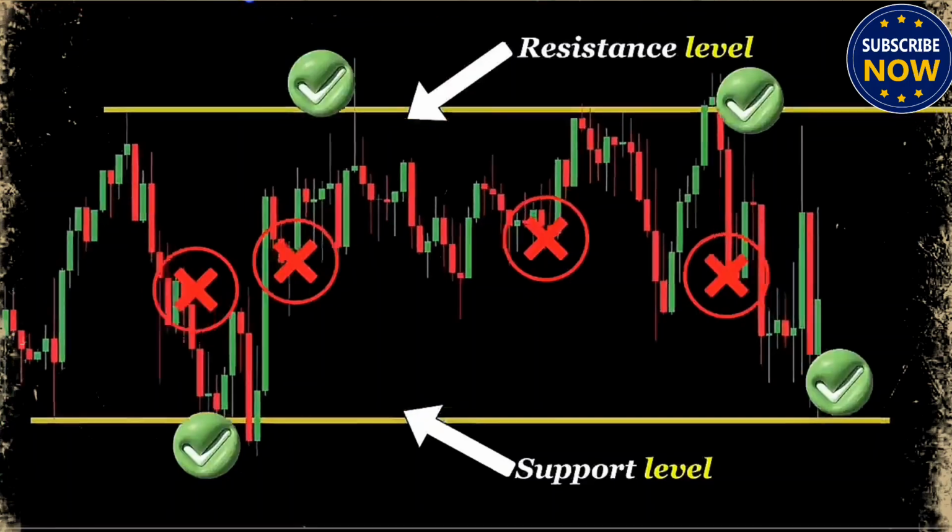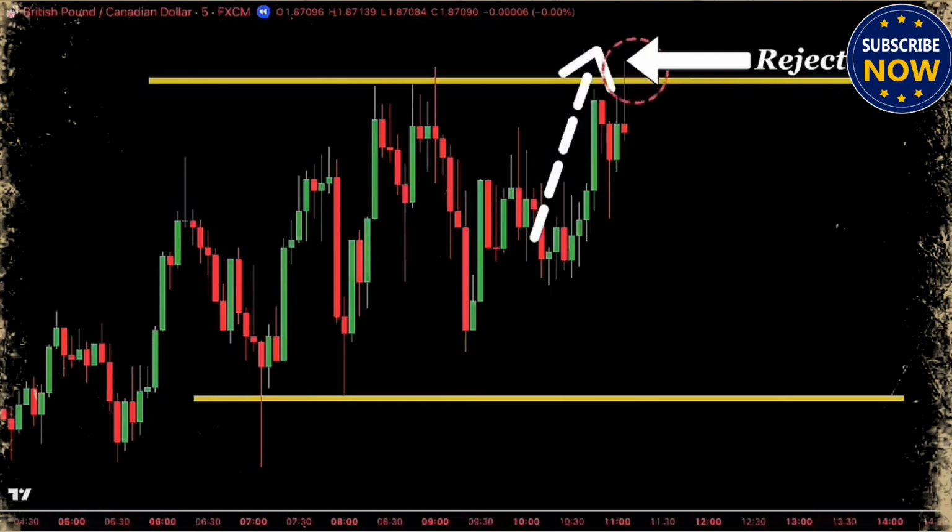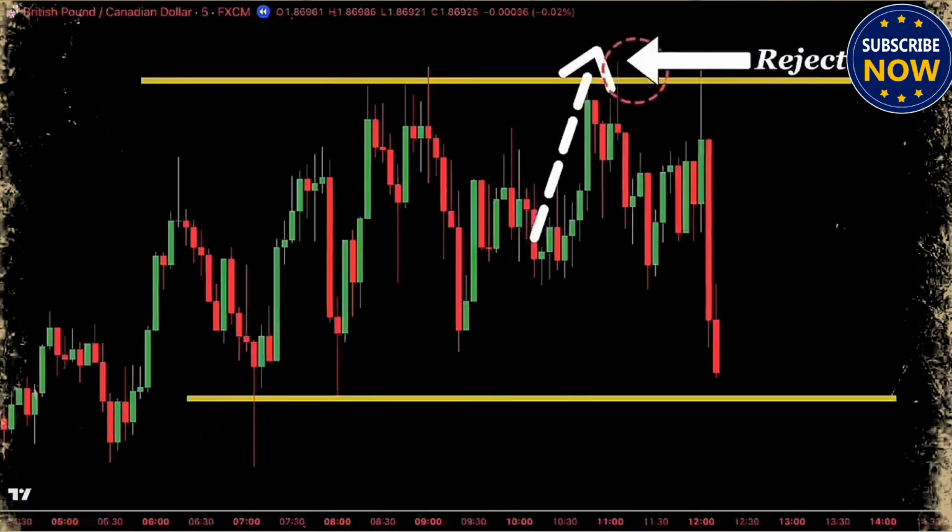Let's look at another example. Here, the market is clearly ranging, price moves up and eventually reaches the resistance level. At this point, we see a rejection, which tells us that sellers are defending this level and that the market may move back down towards support. This creates a potential trading opportunity because the market is likely to continue moving within the range. And as you can see, after rejecting the resistance, the market moves downward and reaches the support level, exactly as expected.